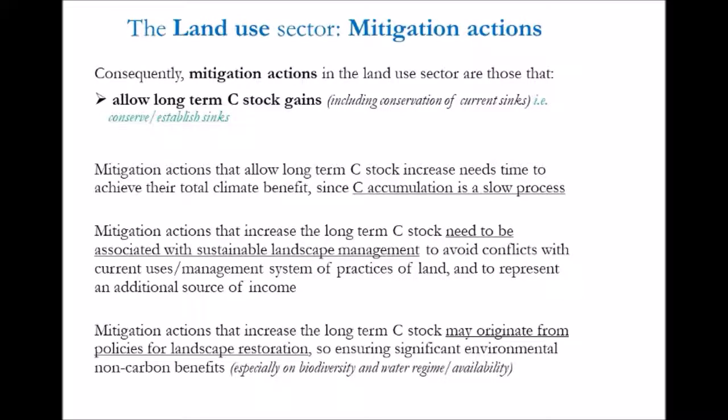This kind of mitigation action is almost always associated with policies for landscape restoration, rewetting peatland, reforesting degraded land, and so on. So these policies also have significant non-carbon environmental benefits. But because these policies, most likely, though not always, require a land use change or a change in management, there may be some social issues to be addressed, because even if the policy is reforesting a degraded land, somebody is living on this degraded land, taking their income from it, and their survival is associated with the current use of this degraded land. So this kind of policy may be associated with some social issues.